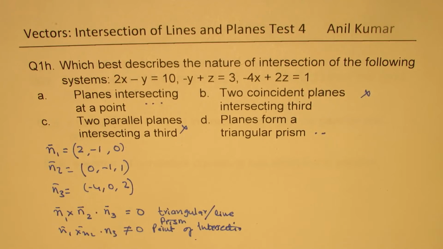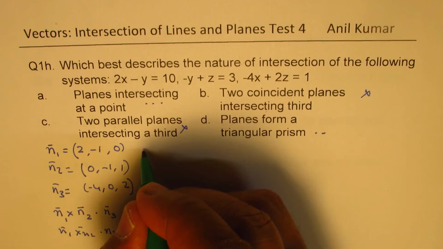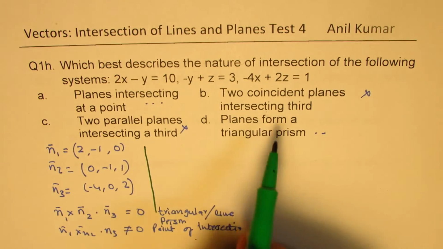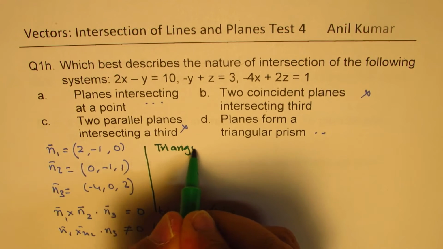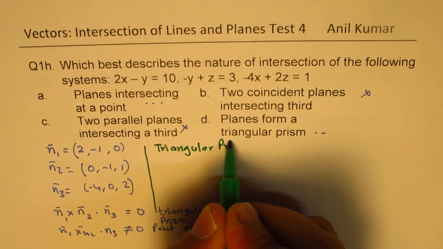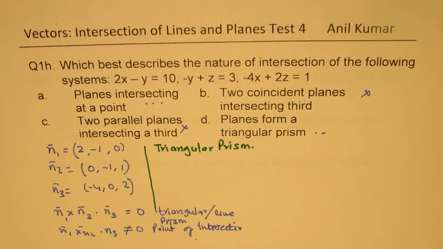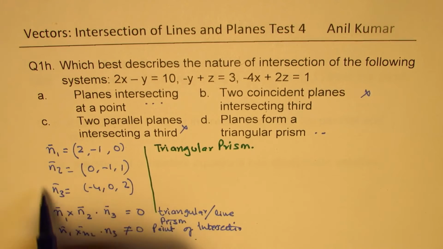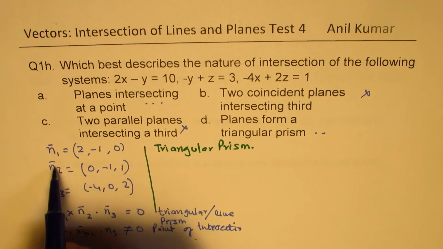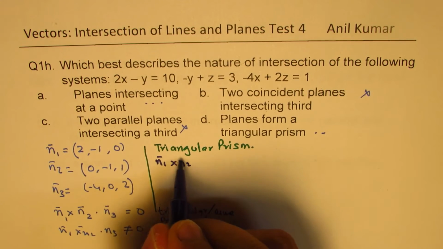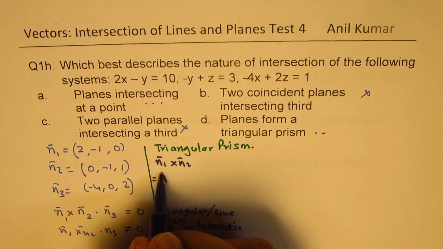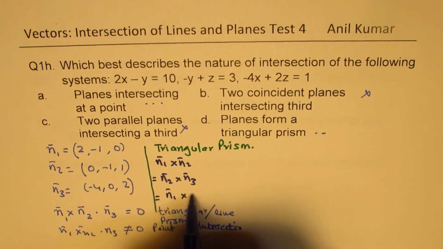Now let me share one more thing with you. For a triangular prism, if the question was changed and you are just checking whether it is a triangular prism or not, we have one more condition which you could work out. The condition is that if these are intersecting in lines separately, in that case we'll have n1 cross n2 equal to n2 cross n3 equal to n1 cross n3.